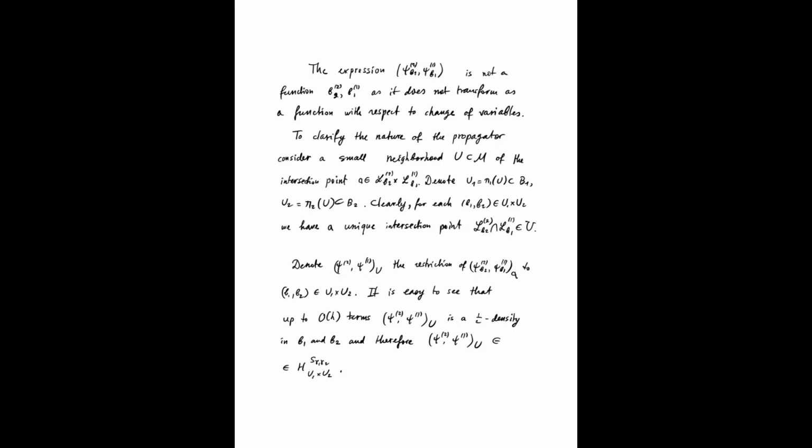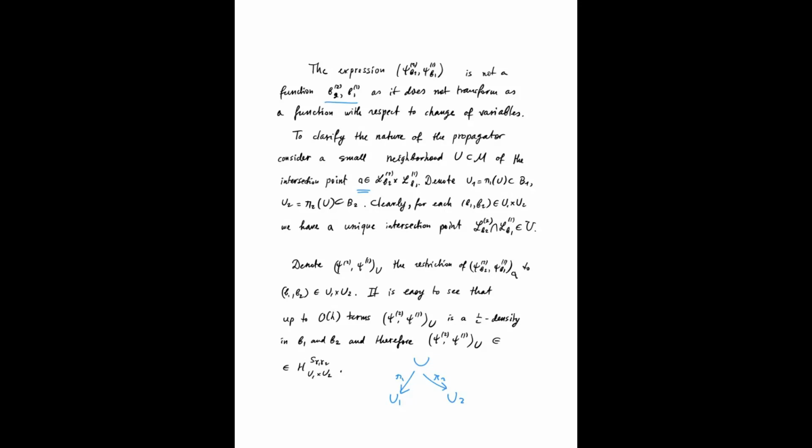So just as we observed before, this expression is not a function in B1 and B2 because it doesn't transform this way. It doesn't transform this way because we have the square root of the matrix of the second derivatives. But with some technical setup that's explained here, we can see that actually it's a half density. So for technical convenience, let's consider a small neighborhood U in M of the intersection point of L1 and L2. This is our reference intersection point. And let U1 and U2 be the projections. So this is our U. It projects to U1, U2 via pi 1, pi 2.